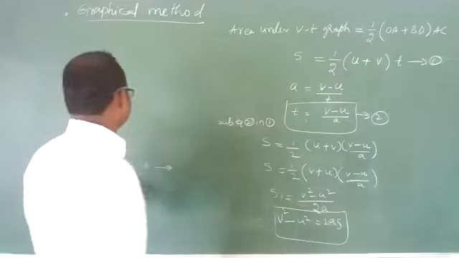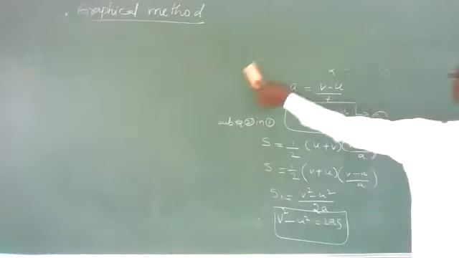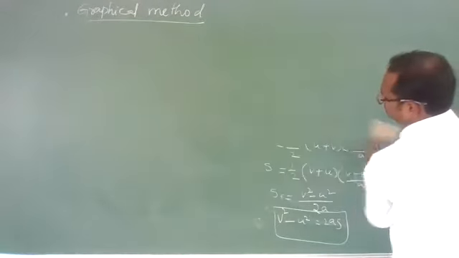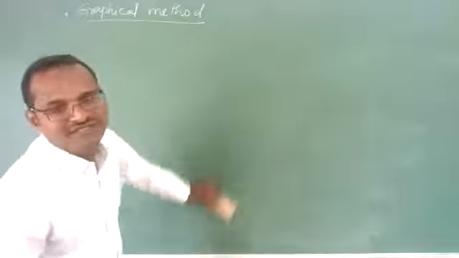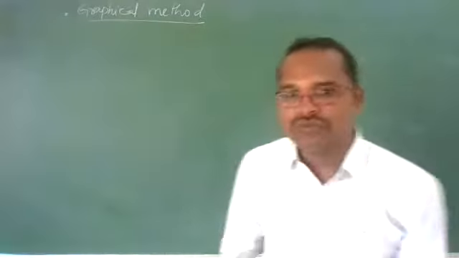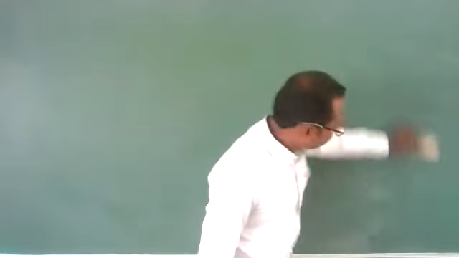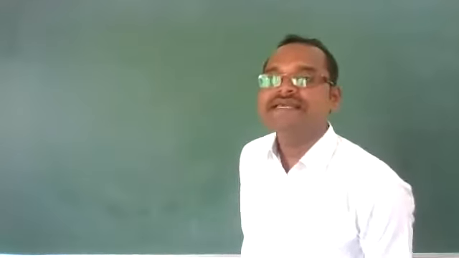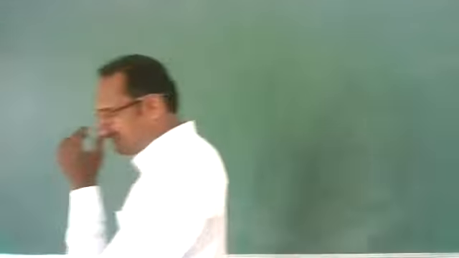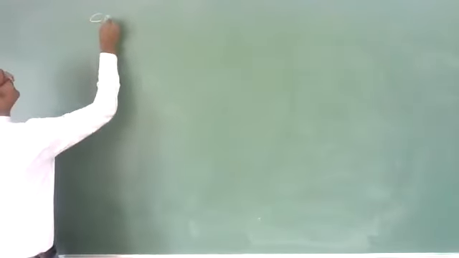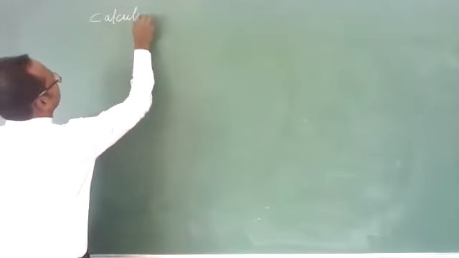So this is our graphical method of getting V square minus U square equal to 2AS. Now, the fourth equation is there, no? The Sn equation. That we will derive later. Before deriving that, let us discuss the calculus method also. Calculus method means deriving that equation by the calculus method.